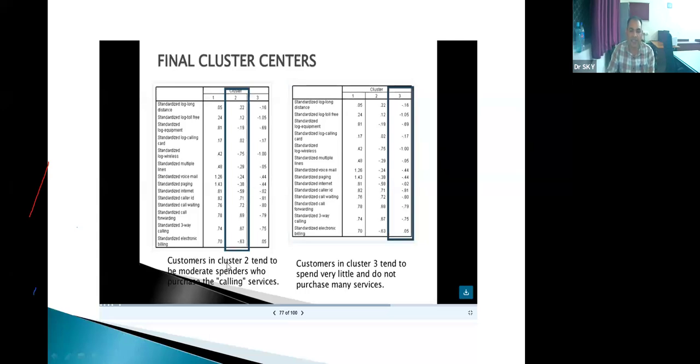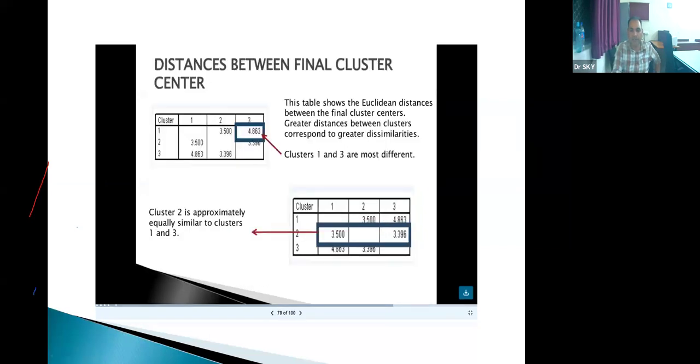The customer in cluster 2 tends to be a moderate spender who purchases the calling services, while the customer in cluster 3 tends to spend very little and does not purchase many services. So you can have the average of that; it is the least among these 3 clusters. This way you can have an idea of cluster 1, cluster 2, and cluster 3, so you can discriminate among these.